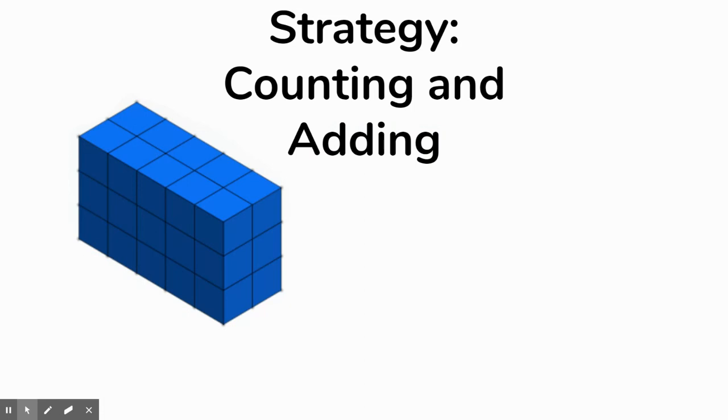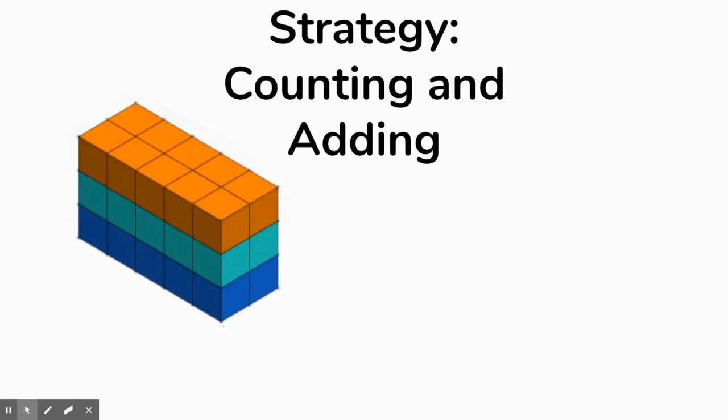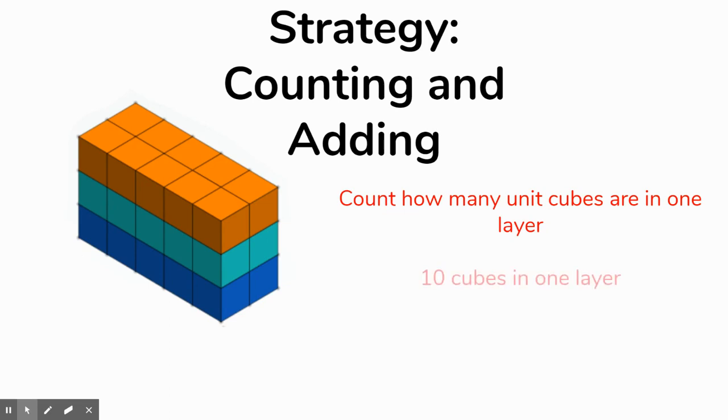So this will be our first strategy, and it's counting and adding. It's the simplest strategy there is. Let me ask you, how many layers are in this prism? There are 3 different layers. The first thing we're going to do is count how many cubes are in one layer. So go ahead and count them. Let's count the orange layer because that's the one where you can see them all. How many cubes are there? If you counted correctly, you should see there are 10 cubes.